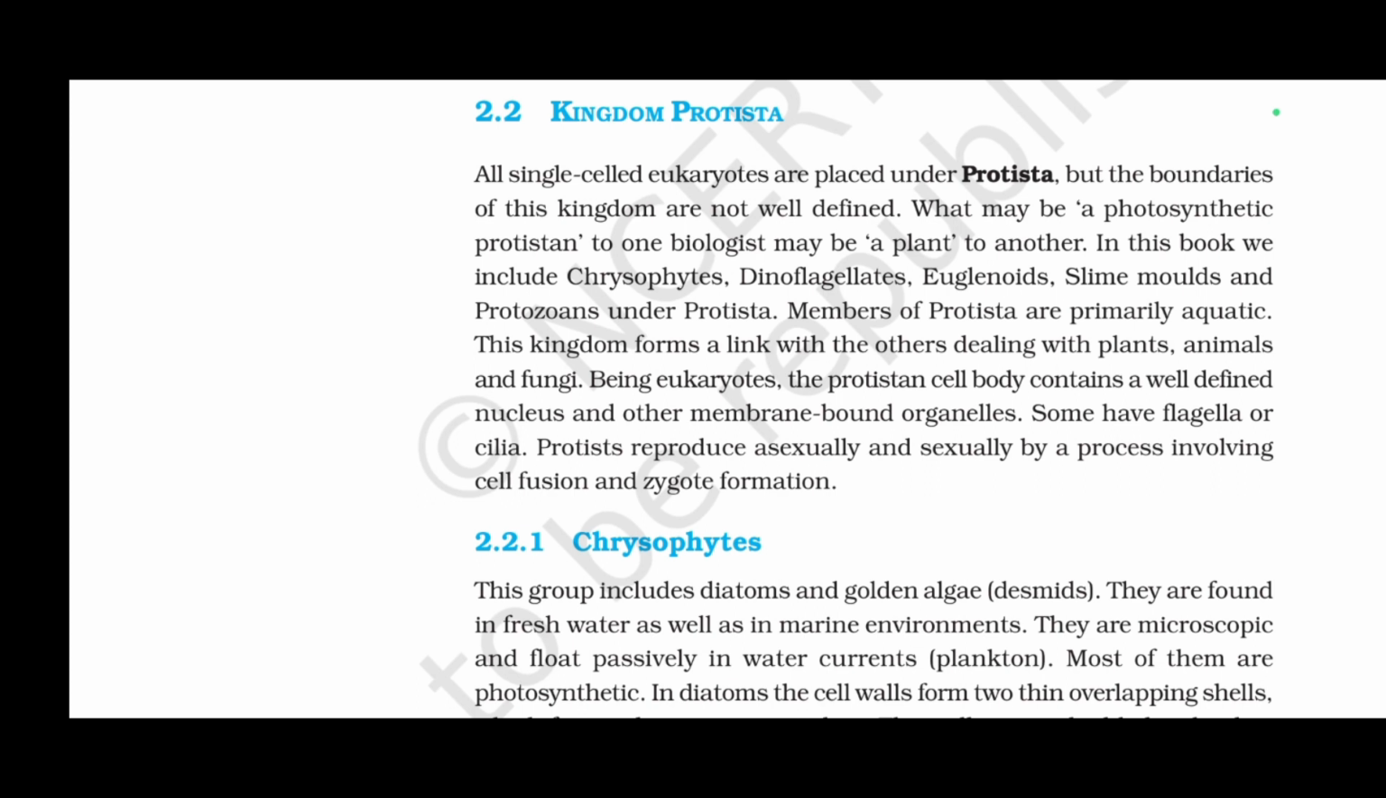Being eukaryotes, the protistan cell body contains a well defined nucleus and other membrane bound organelles. Some have flagella or cilia. Protists reproduce asexually and sexually by a process involving cell fusion and zygote formation. Now, topic number 2.2.1, Chrysophytes.